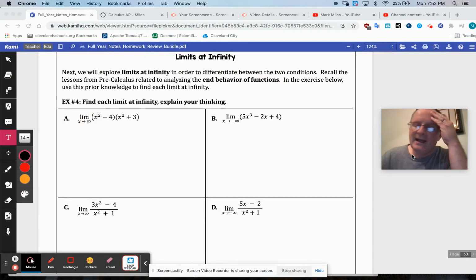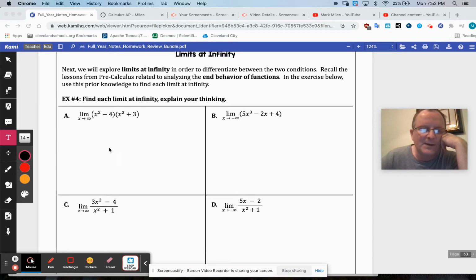Hey, okay. I like this. Now it does show some tricks later on how to deal with some of these limits in an algebraic way. But I think you can still think of them just like you did in pre-calculus. It was all about the asymptotes and end behavior.